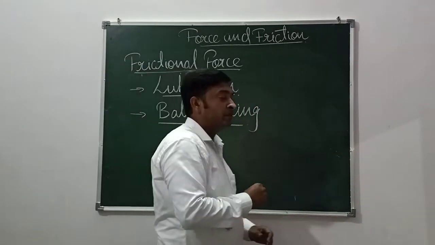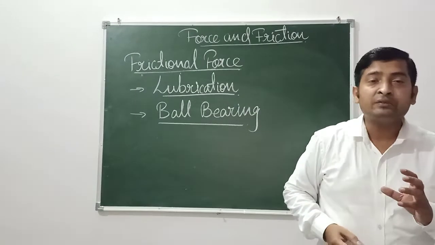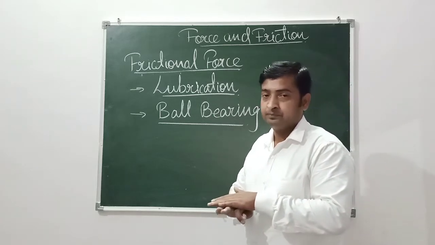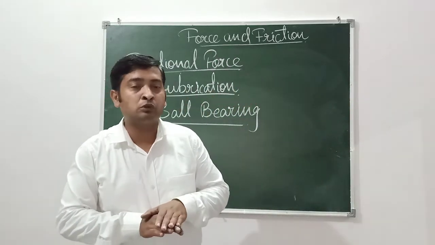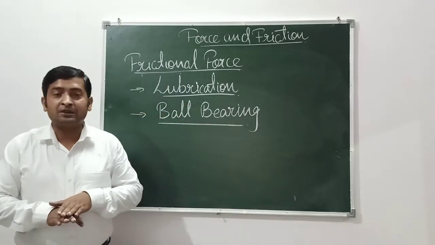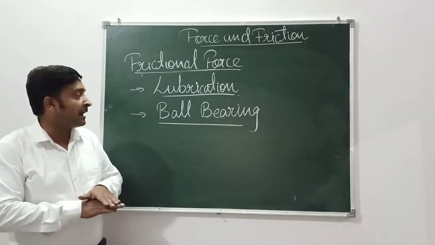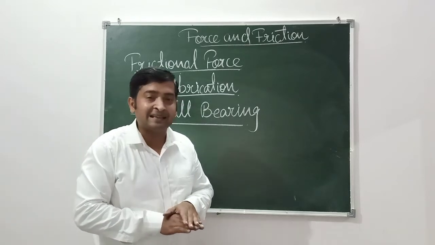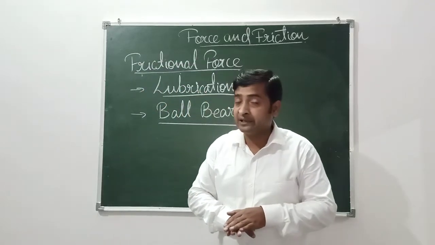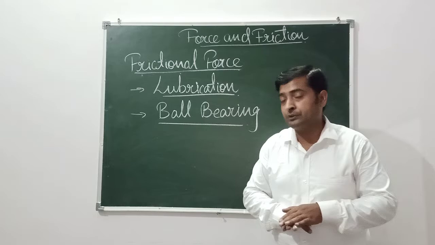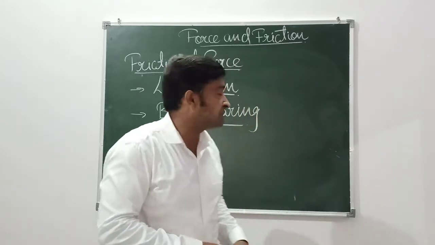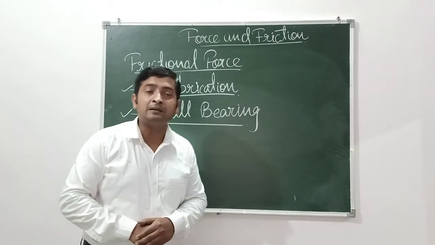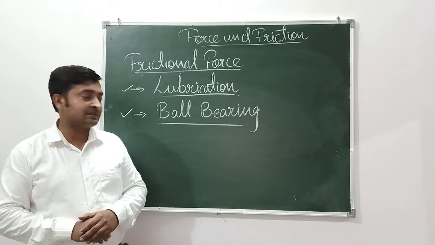A ball bearing is a type of arrangement where we use solid smooth balls between two surfaces. When we use these solid smooth balls between the two surfaces, it causes a rolling type of action and reduces the friction. So when friction is less, there will be less damage, less wear and tear effect, and less heat produced. So by using these two methods, lubrication and ball bearings, we can reduce the friction. Do you all understand this?